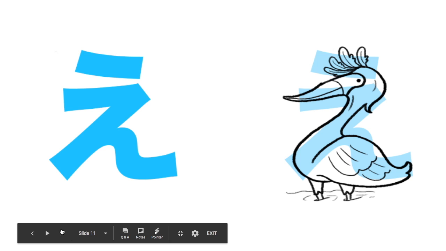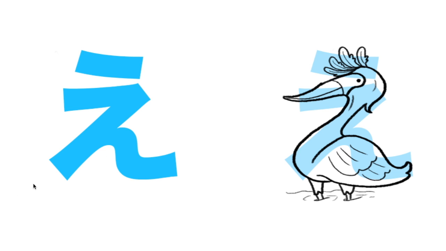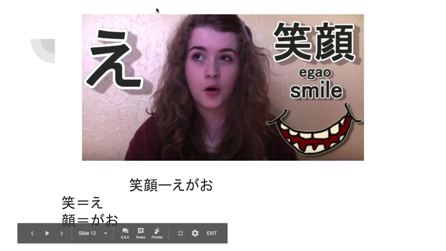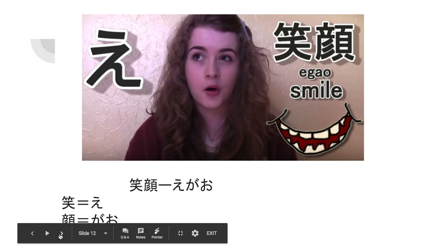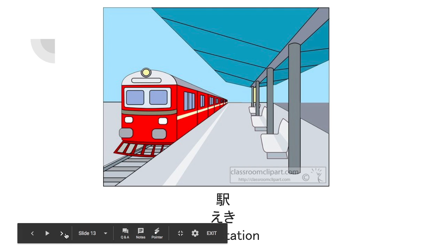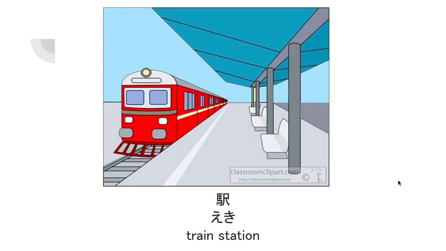E. You can think of it as an exotic bird. Egao means smile. I'm not going to focus on this one too much because it isn't the word I want you to learn. The word I want you to learn, which I think will be more helpful, is eki. Eki means train station. So the hiragana we're learning, eki, is the one on the left between the kanji and the English. Eki, train station.